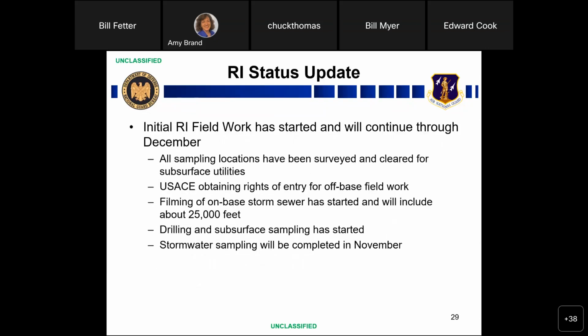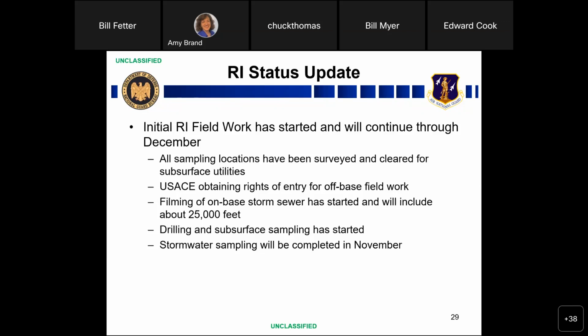So the RI status. Right now, the initial field work has started, and it's going to continue through December. AECOM, working with the Corps of Engineers and Mike Ottinger, we got all the sampling locations surveyed and cleared for subsurface utilities. Right now, Army Corps of Engineers out of the New York district is working on right of entries for off-base field work. So at locations where we're going to go off-base, they're trying to get right of entries so we can go in and collect the samples.